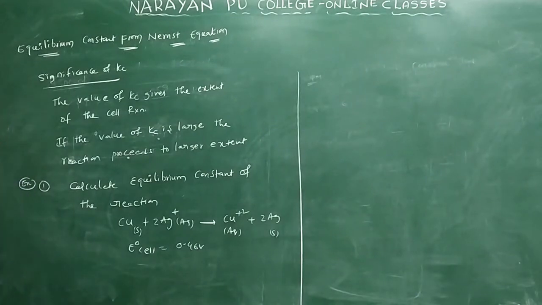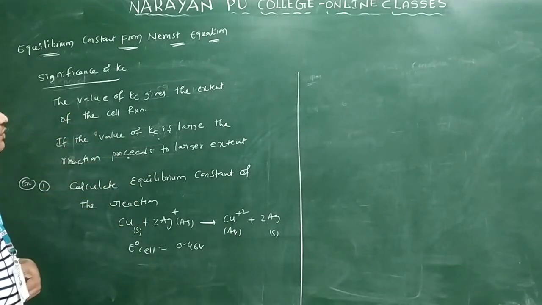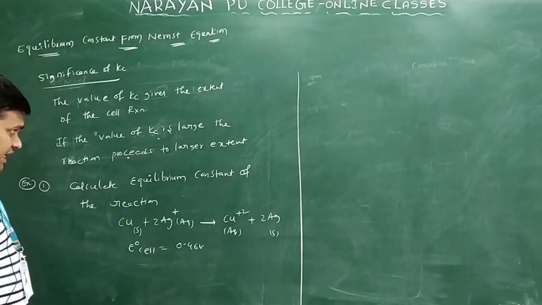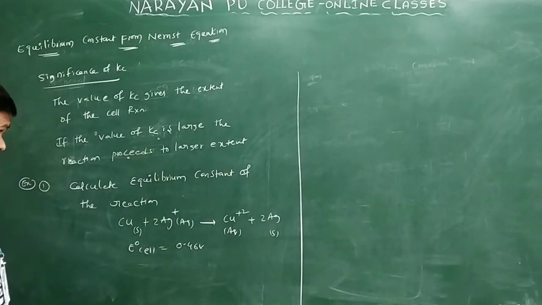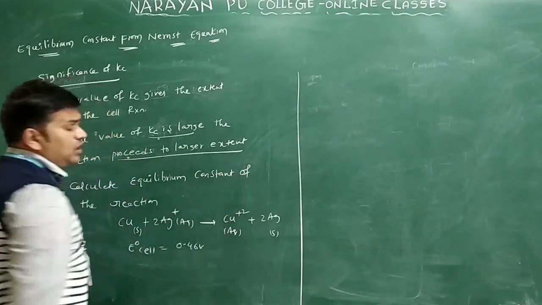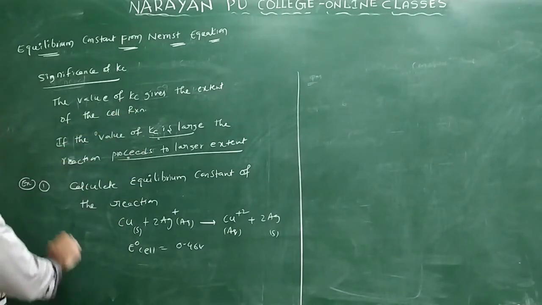See, the next important thing is the value of the Kc. Already we discussed in the first year about the equilibrium constant. The value of Kc gives the extent of the cell reaction. If the value of Kc is large, the reaction proceeds to a large extent. This is one of the significances of Kc. Now we can see one example question.